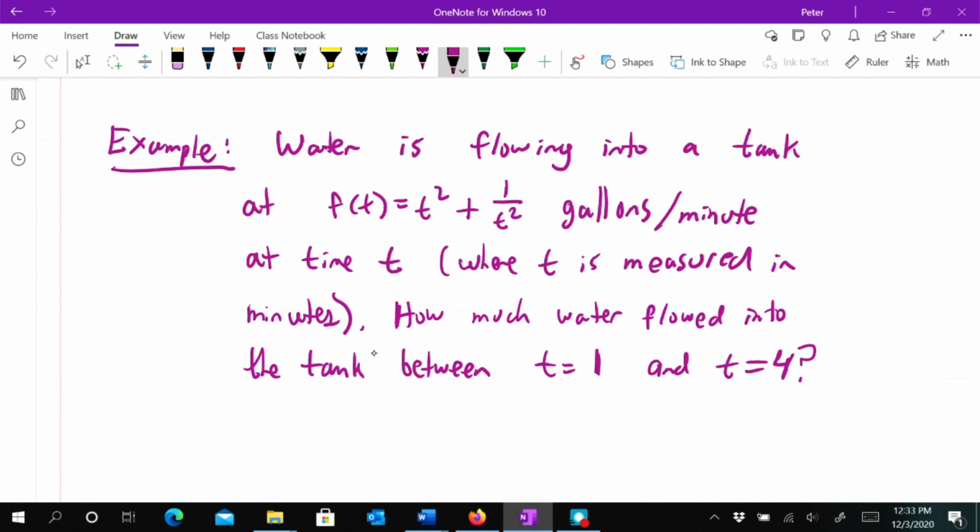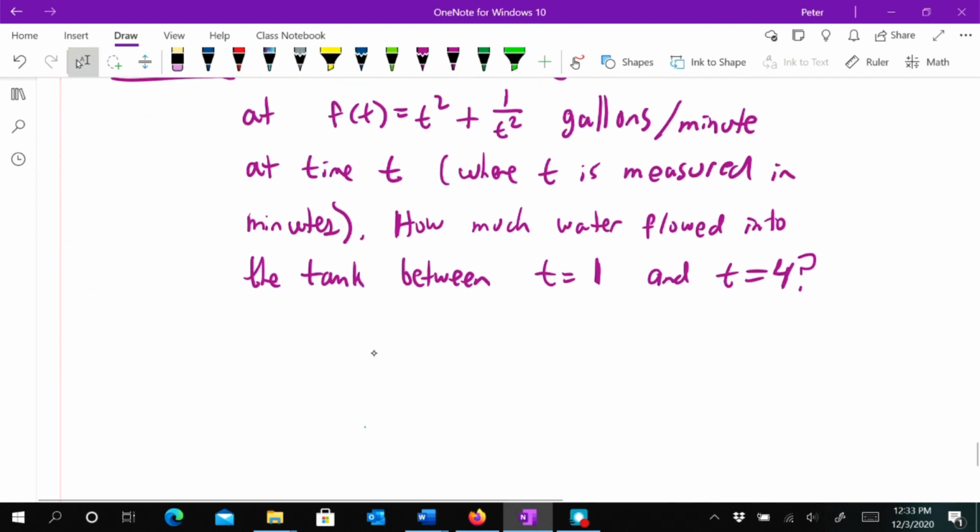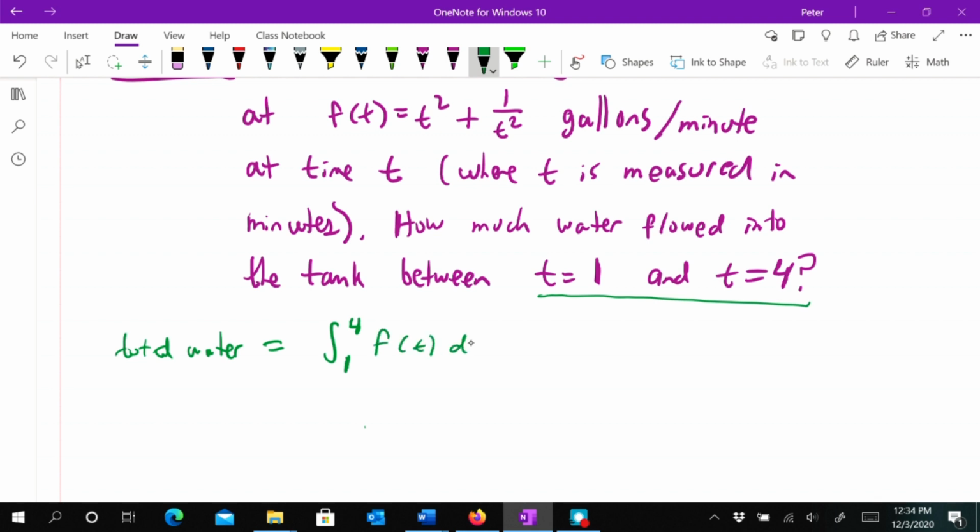So the question is how much water flowed into the tank between t equals 1 and t equals 4. This is, of course, one of the remarkable facts about calculus, that we can use a rate of change to answer a total accumulation problem like this. So what we want to do is set this up in the following way. The total water, and I don't want to say it's total water in the tank. It's the total amount of water that flows into the tank between these times. So I just don't want to rewrite what's already in the problem. So the total amount of water that flows in between t equals 1 and t equals 4 is going to be the integral from 1 to 4 of f of t dt.